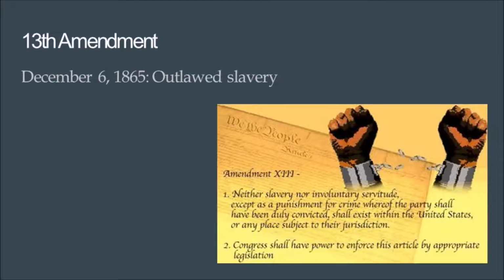Neither slavery nor involuntary servitude, except as punishment for crime, whereof the party shall have been duly convicted, shall exist within the United States or any place subject to their jurisdiction. What that means is you can't be forced to work against your will unless you're in a work camp in prison. If you've been convicted of a crime, you can't.